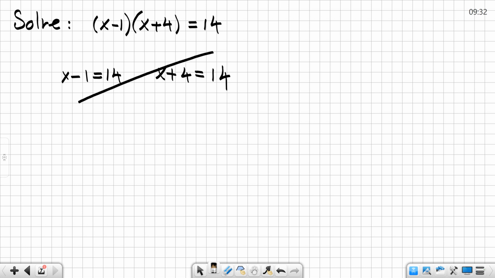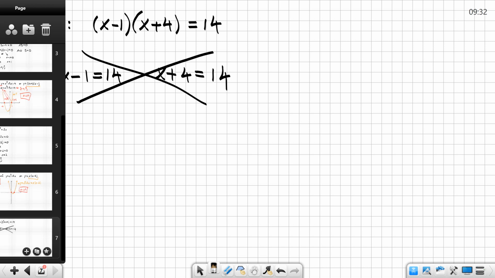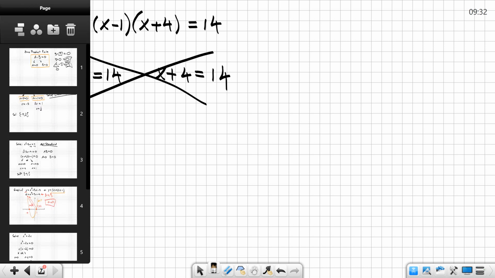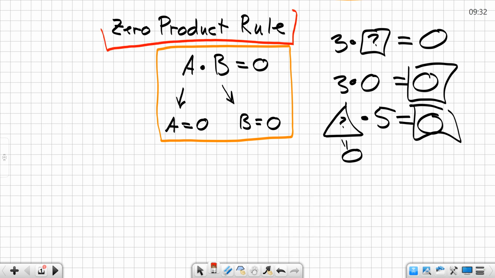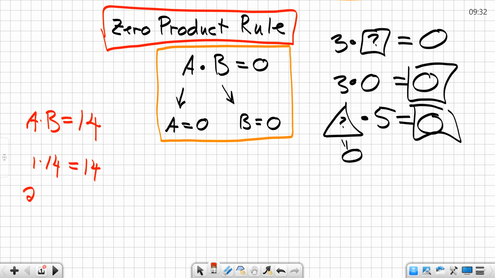This is not okay. This I cannot do, because we said at the beginning the principle that we have here was called the 0 product rule, not the 14 product rule. There are many numbers that multiply together give you equal to 14. If I would say some number multiplied by another number is equal to 14, well, that can be anything. The simplest one would be 1 and 14, or 2 and 7. But of course there are also many fractions whose product is 14.